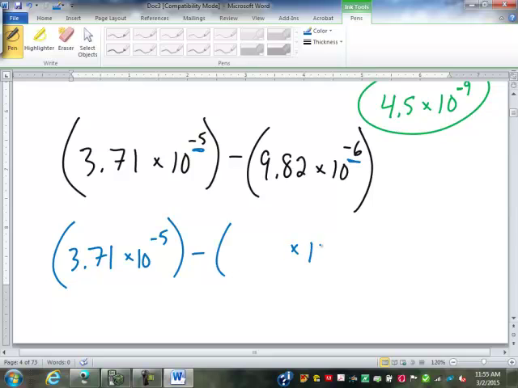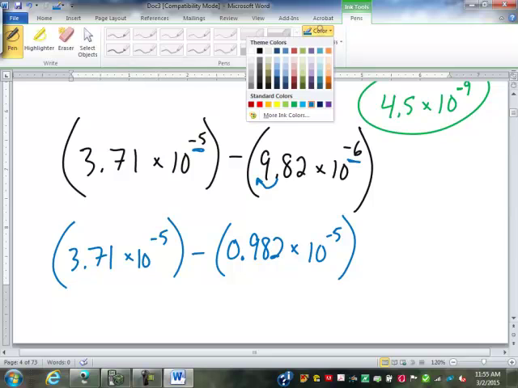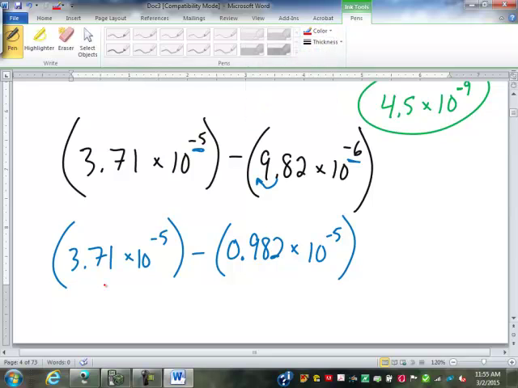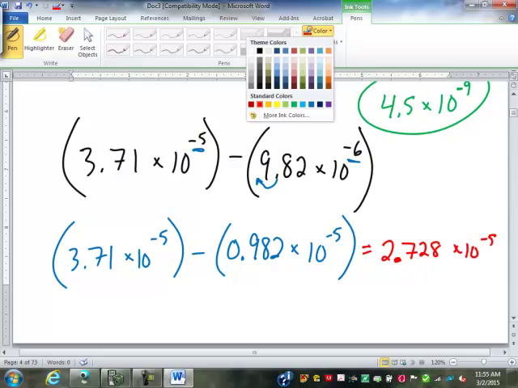This over here is going to become times 10 to the negative 5. The power got larger by 1. The number has to get smaller by 1 place value. So this is 0.982. And now we subtract. So 3.71 minus 0.982 is, I'm going to subtract this one, 2.728, I believe. And times 10 to the negative fifth, and we don't need to adjust that at all. So we're done right there.